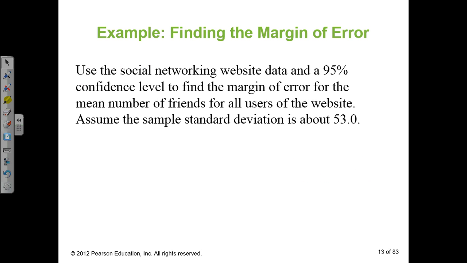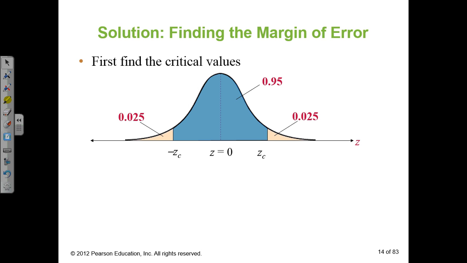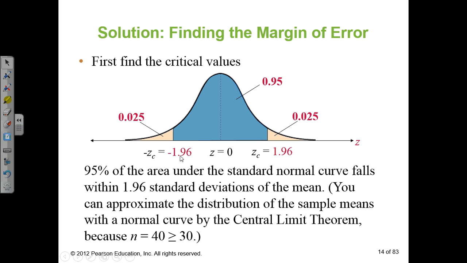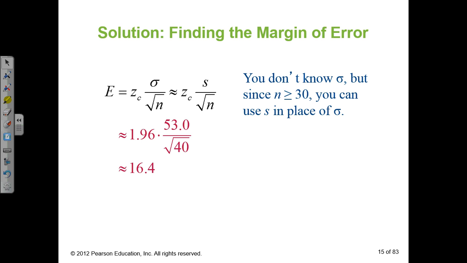All right, so let's go back to our example. In this case, we're going to use a confidence level of 0.95. Well, 5% is left over. Half of 5% is 2.5%, and 2.5% written as a decimal is 0.025. We look up 0.025 in the body of the standard normal table, and we get a z-value of plus or minus 1.96.